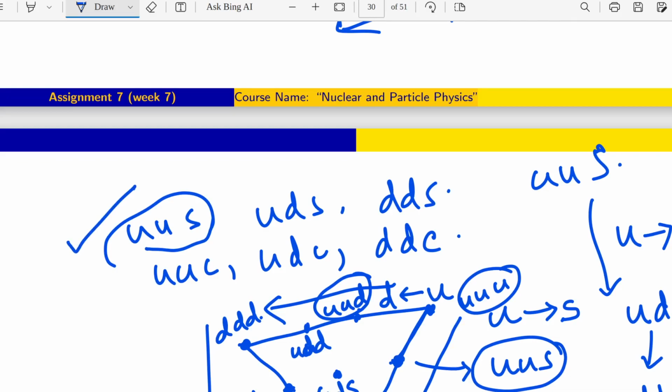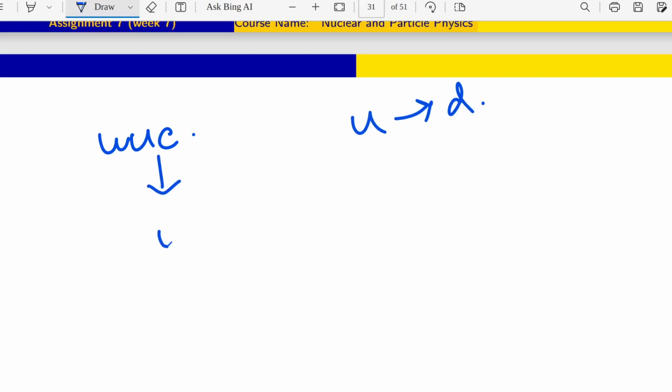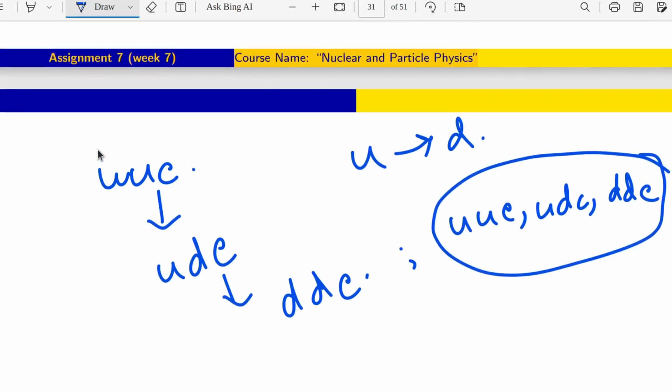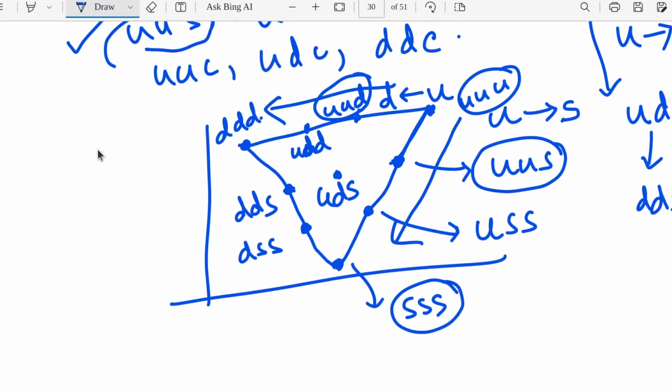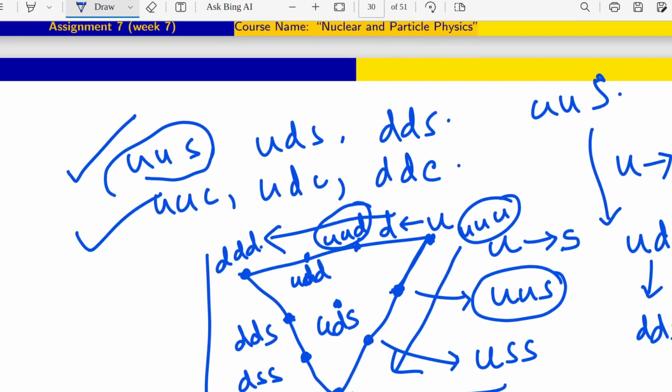Now coming to this option, UUC. I told you that in an isospin triplet U can be replaced by D. So what will be this one? UDC. Again what will be this? DDC. So if it is like that, UUC, UDC and DDC, that type of thing can make an isospin triplet, right? UUC, UDC, DDC. Then this one is also not the answer.